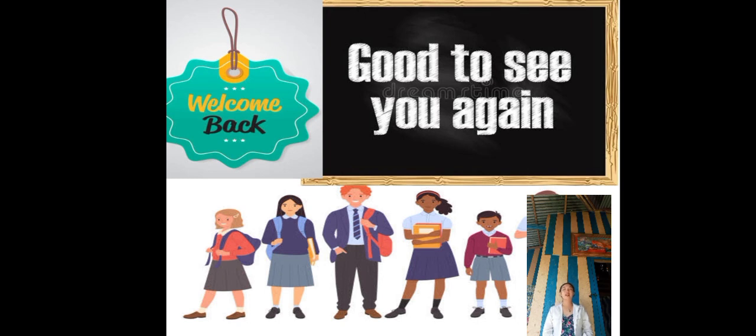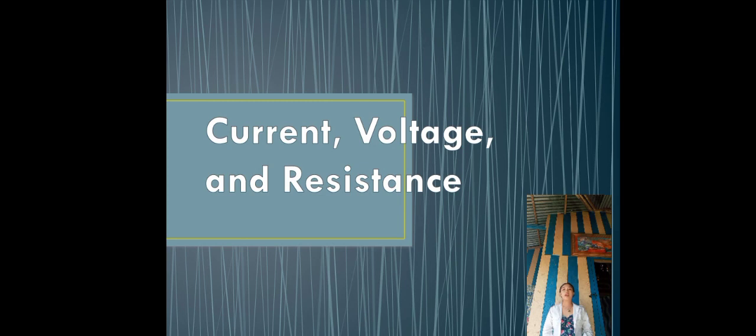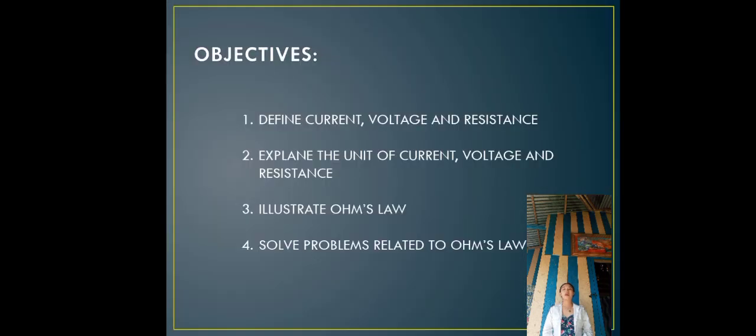So, without further ado, we'll be discussing current, voltage, and resistance. First, we will know the objectives. Define current, voltage, and resistance. Next, explain the unit of current, voltage, and resistance. And lastly, we will be able to illustrate Ohm's law and solve problems related to Ohm's law.